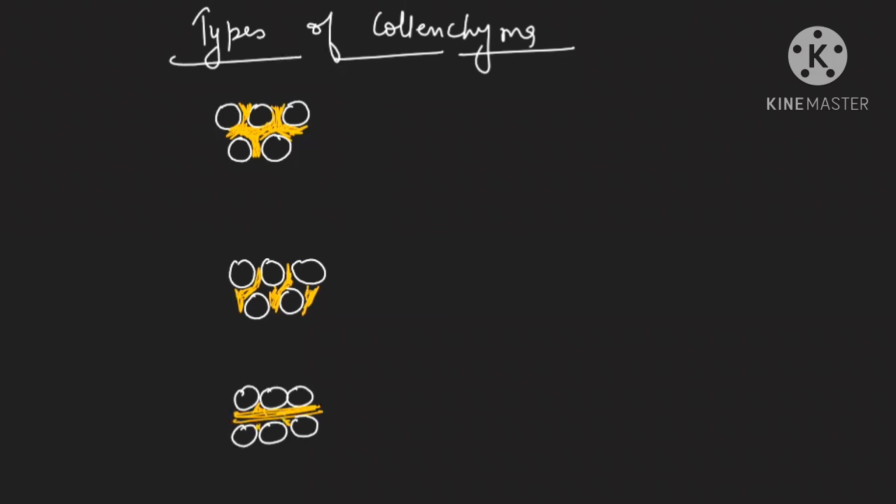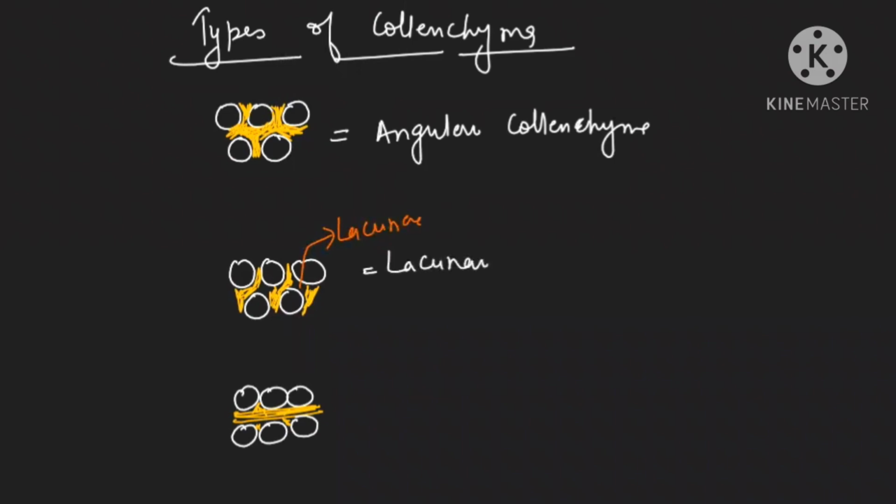In the first case, it was deposition only in the angles, corners. So we say it was angular collenchyma. And here this empty space, I'm highlighting it with this color. I hope you are able to understand. This is known as lacuna, empty space. That is why this collenchyma is known as lacunar collenchyma. And in the third one, it is drawn in the layer, full layer. So we call it lamellar collenchyma.